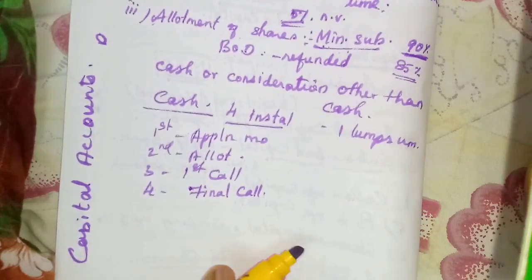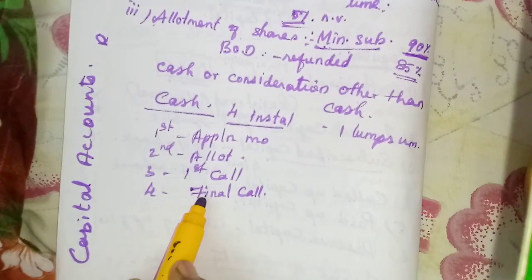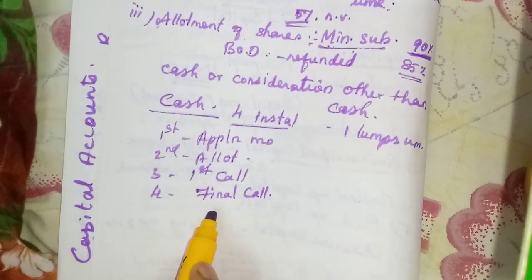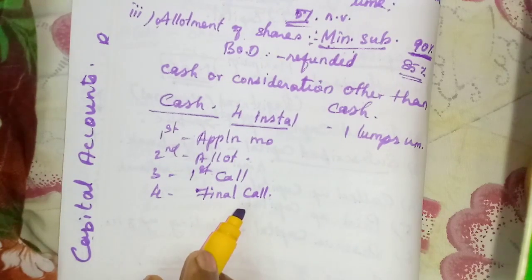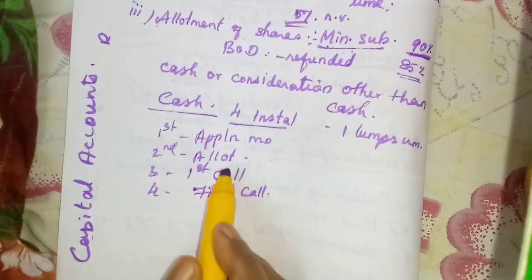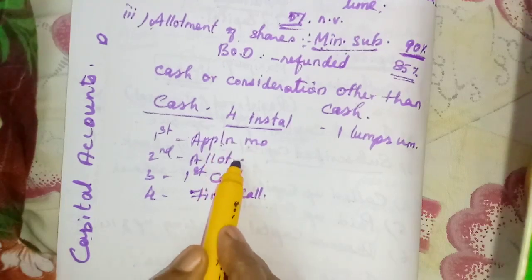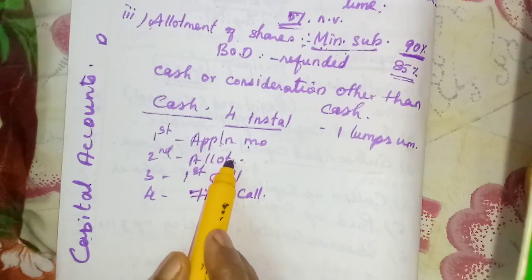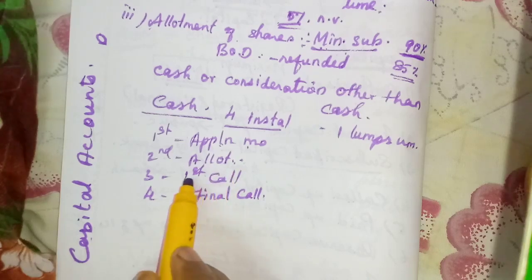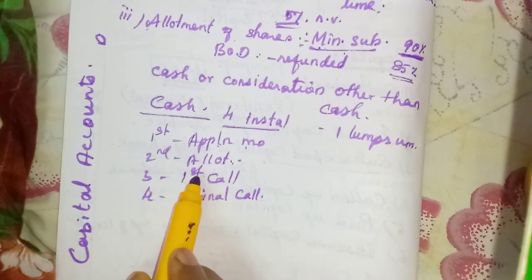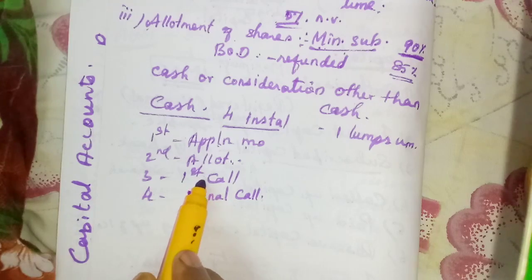Okay, the company can make at the most 3 calls, or a minimum of 1 call. Here they receive the application money, then they do the allotment and receive the allotment money, the remaining amount. Then they have to make the call money, after some time only, not at the beginning itself. After many months they may call for this call money.